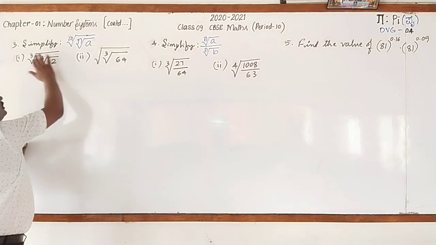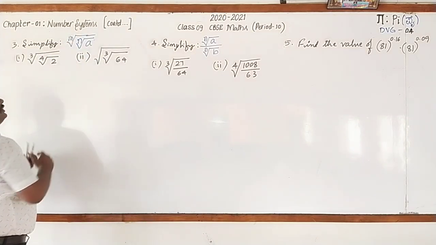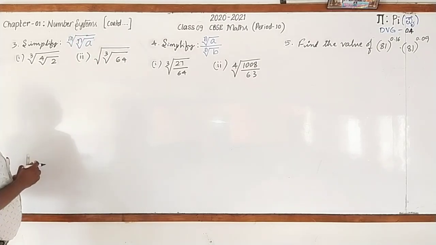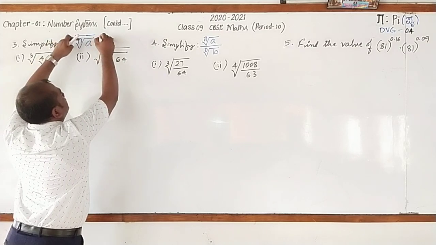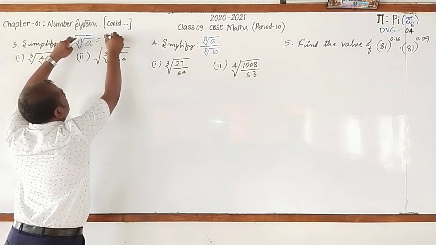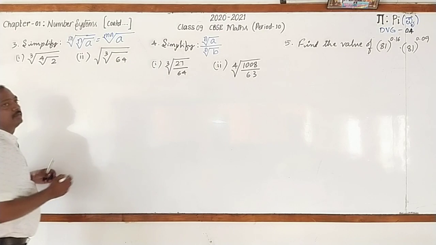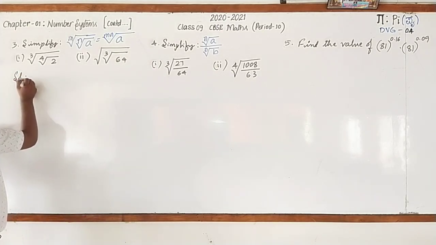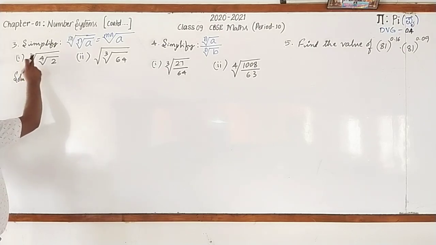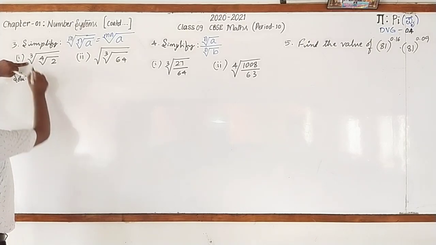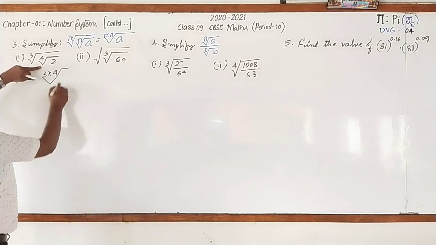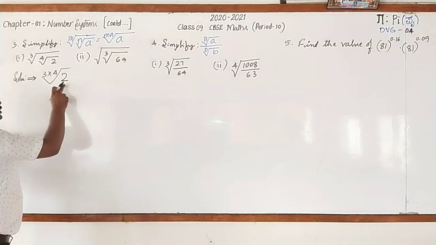Here, these problems are in this form: m into nth root of a. Then how to write them? You can write it as m into nth root of a. Let's move on to the first one. Look here. Cube root of fourth root of 2. This can be written as 3 into 4, 3 into fourth root of 2.